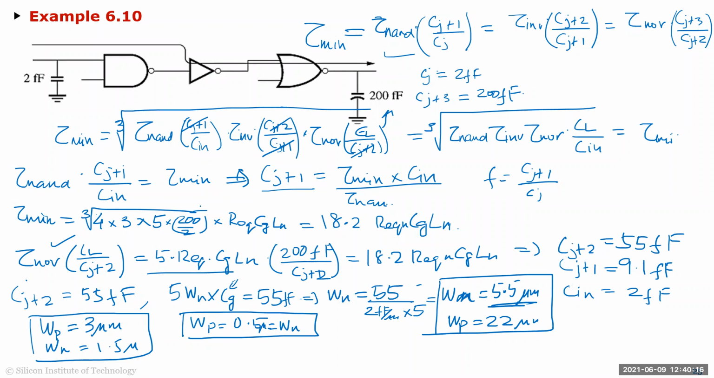Okay, so for example, this will give you a total delay. If you calculate it, you can calculate the total delay, right? So total delay is this one here. Yeah, so total delay TD is going to be tau NAND times the ratio of Cj plus 1 over Cj, and so on, tau inverter, Cj plus 2 over Cj plus 1 and so on. And if this turns out to be, let's say, 100 picosecond, right? So that's the best you can do.